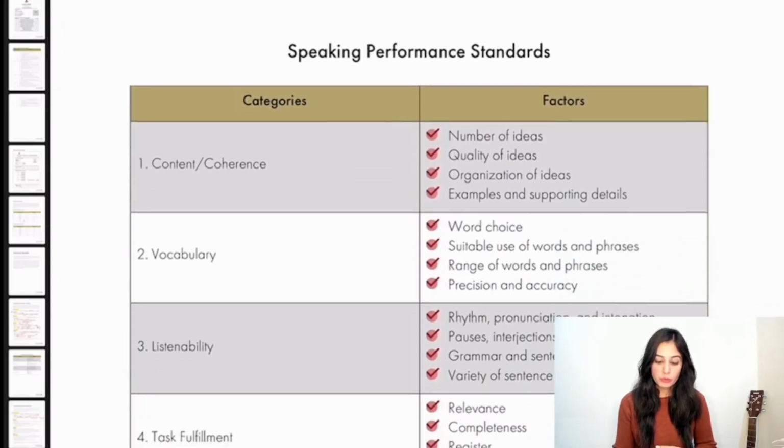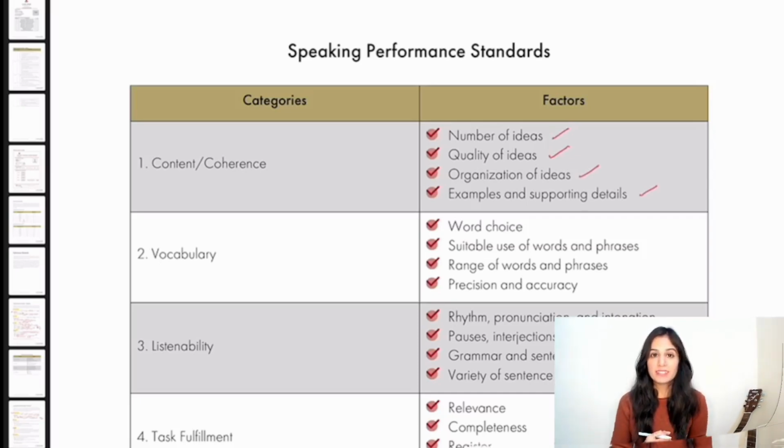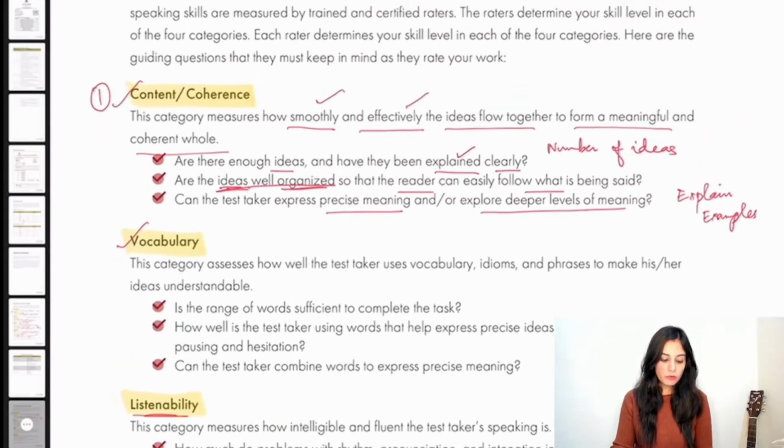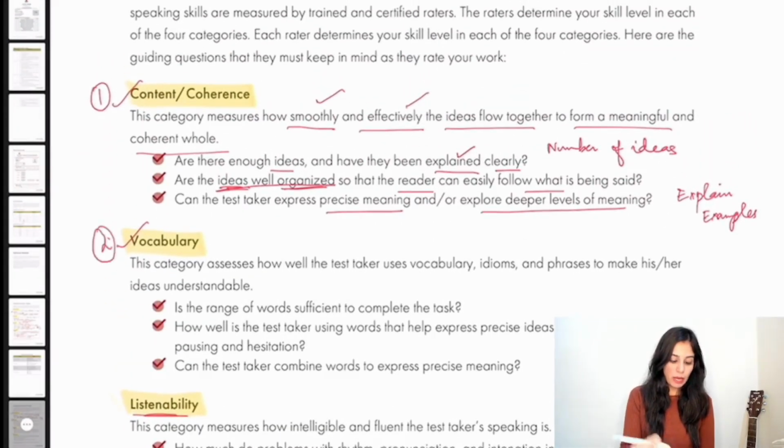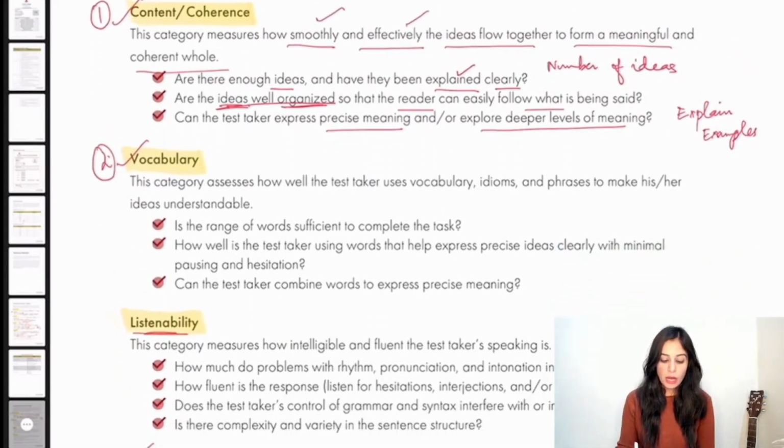And if I take you to the performance standards again, you have to check the number of ideas, the quality of ideas, organization of ideas, examples, and supporting details. The second performance standard is vocabulary. Here you have to check whether or not you're using vocabulary, idioms, phrases to make your ideas understandable.